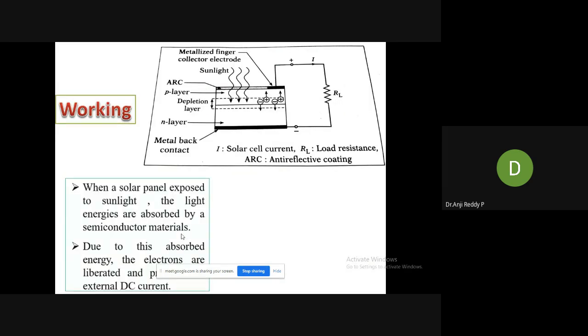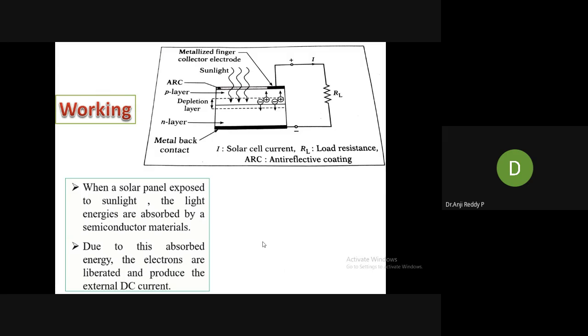And in working also we studied in the last class. When the solar panel is exposed to sunlight, the light energy is absorbed by the semiconducting materials. Due to that absorbed light energy, what will happen? The electrons are liberated, and that will produce the external DC current.